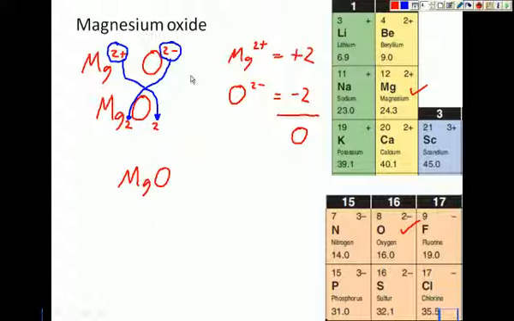You can still use this method. However, after you come up with something like Mg2O2, what you should do is find a common denominator, a common denominator like 2. And so what your answer should then become is Mg1O1. Since we don't write ones, we just write MgO, or magnesium oxide.